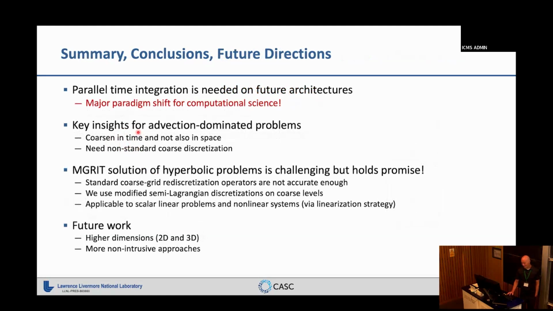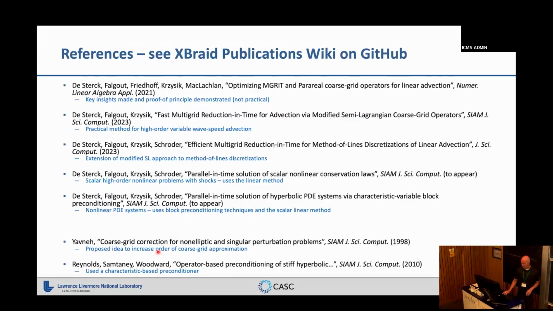We had a couple of insights we had to make for solving advection dominated problems. Future work: for me, the big one is coming up with a way of solving hyperbolic problems non-intrusively. If we want to do the whole MGRIT, XBraid thing and help people transition, then we need to figure out how to do that. It's something we're trying to get funding to work on. Otherwise, these are some references of the papers that I mentioned during the talk, and I'll stop there.